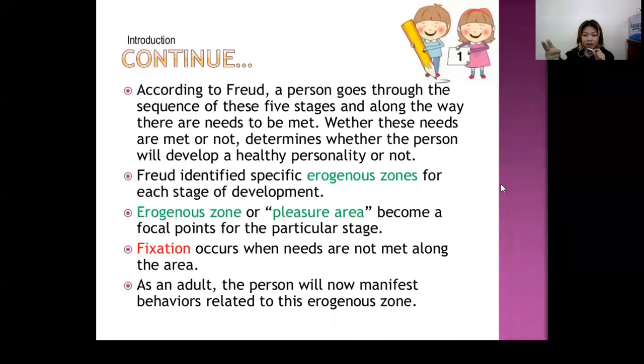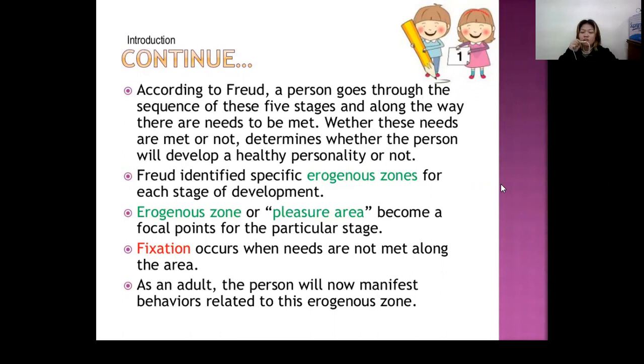Now, when we say pleasure area, it can be literal, it can also be metaphorical. It can be figurative rather. So when we say pleasure area, the part where we experience desire, kumbaga, okay, that's the focal point for each of the particular stage. So fixation occurs when needs are not met along this area.